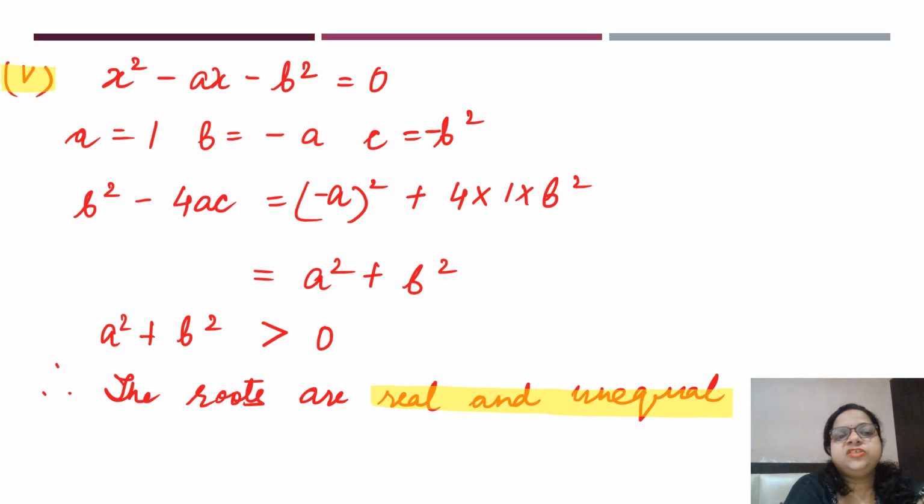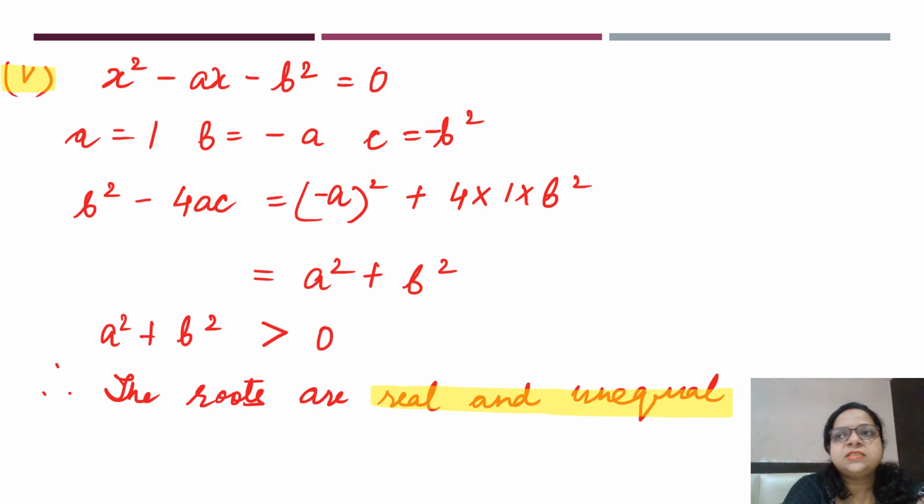Now coming to the fifth part, children: x square minus ax minus b square is equal to 0. Here the value of a is 1, b is equal to minus a, and c is equal to minus b square. Don't be confused that a and b are also given in the equation. They are simply the coefficients. Just assume that instead of ax square plus bx plus c, you say px square plus qx plus r is equal to 0, then also it will be the same thing. I hope you are understanding.